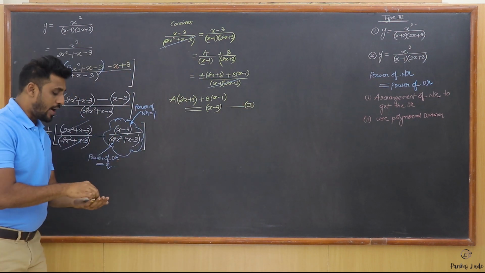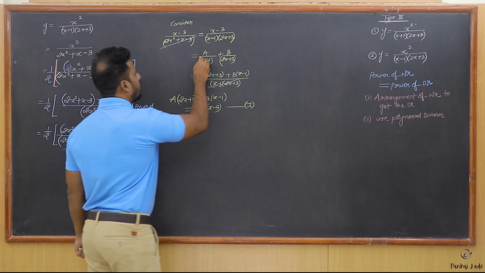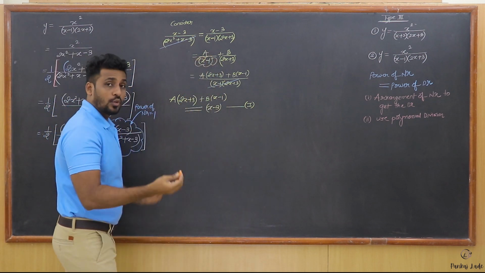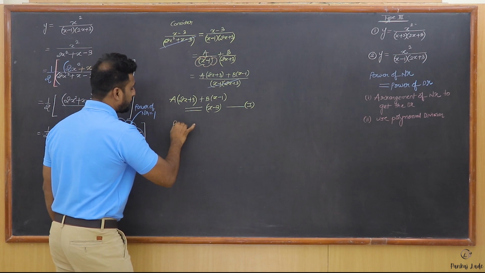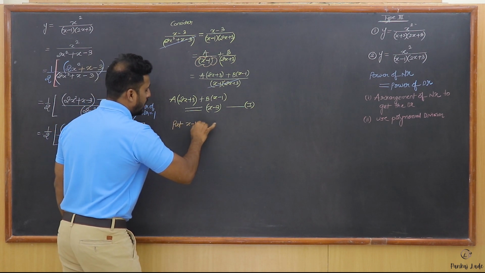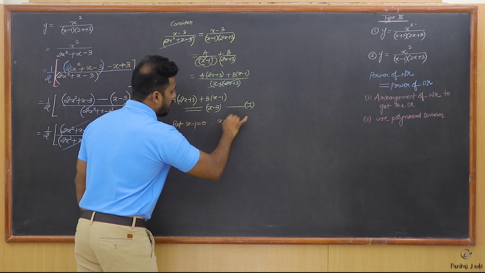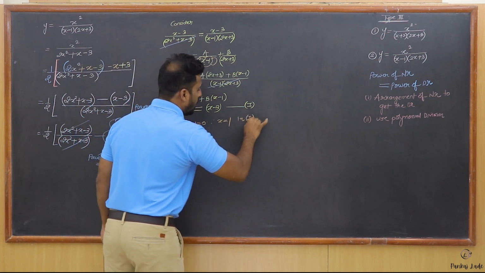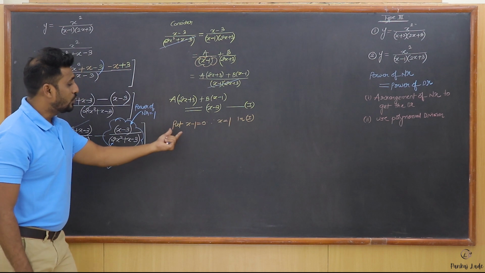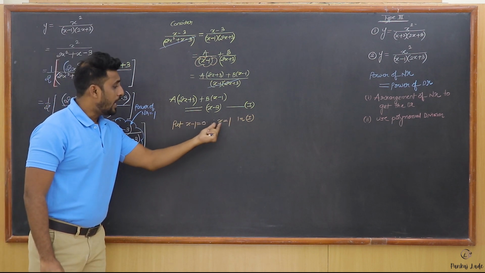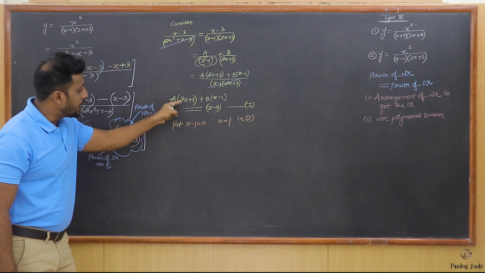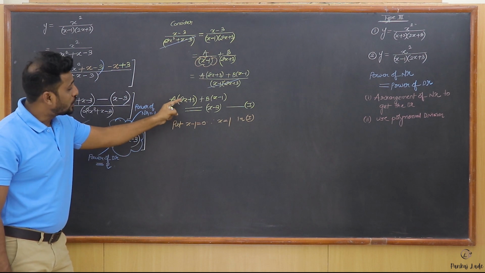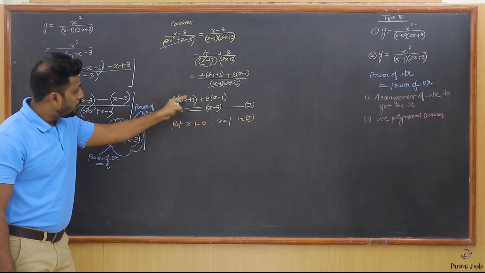So now let's take the first factor, students. Who is the first factor? The first factor is x minus 1. So let's put x minus 1 equal to 0. That means x is equal to 1 in equation number 1, isn't it? So wherever you see x minus 1, you take it as 0, and in place of x you put 1. So in place of x I'm going to put 1. So that's 2 into 1 plus 3.